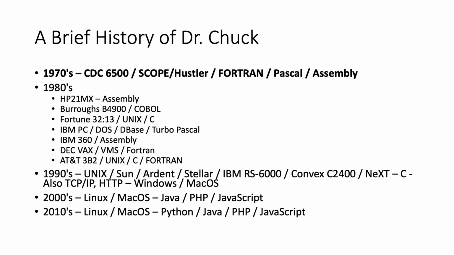I used C. But TCP/IP, Windows, HTTP, the web, and Mac OS were all kind of in the mix. But the innovation was really happening most rapidly in the Unix space. But by the 2000s, everything that I touched had some aspect of Unix in it. I'm not a Windows person. Mac OS still has Unix in it, Linux, and my languages were sort of narrowing back down to Java, PHP, and JavaScript. And then in the 2010s, Linux, Mac OS, Python, PHP, JavaScript.